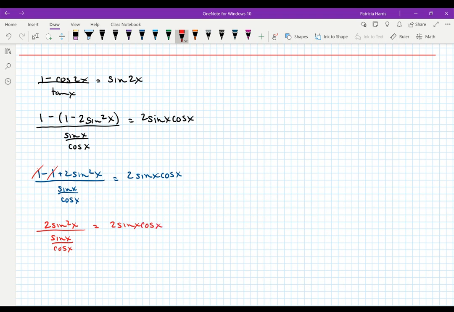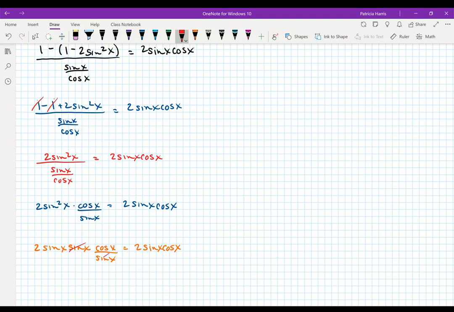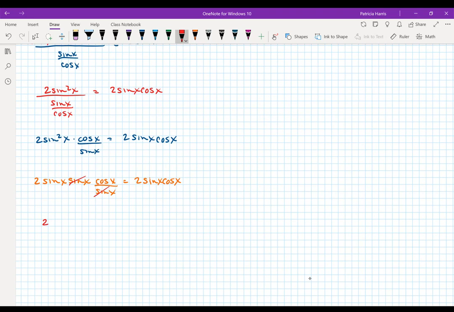And then we're going to invert and multiply on the left-hand side. So I get 2 sine squared x times cosine x over sine x. And again, you're trying to get both the left and the right hand side to match. Okay, I'll pull my little rewrite trick. You don't have to do this if you don't need to, but sometimes it makes it easier to see what is going on. So sine cancels with sine, and check that out. We're done. Okay, so that's how you prove an identity.